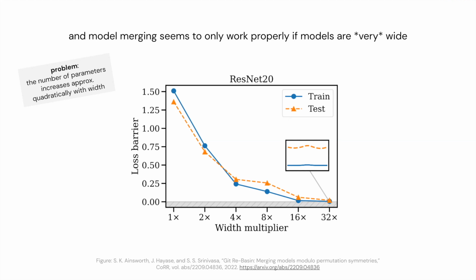And that is problematic because, for example, if you double the width of a neural network, you are quadrupling the number of weights that it has, because if it's fully connected, the relationship is approximately quadratic. So if you double the width, it's already worse than ensembling two models of the same size.